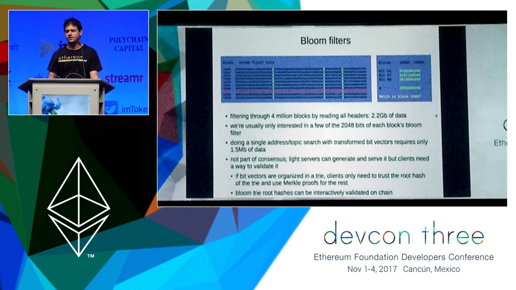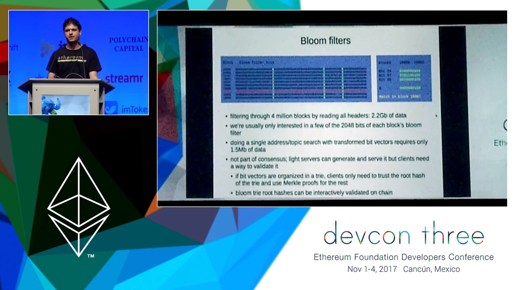And in order to solve this, we created a special trie, the Bloom filter trie, and organized all the bit vectors in this trie so that the light client only needs to know the root hash of the Bloom filter trie and use Merkle proofs to validate everything else. Of course, the question still remains how a light client can trust the Bloom filter trie root hash. And currently, we are doing checkpoint syncing with hard-coded trusted checkpoints, which is only a temporary solution.